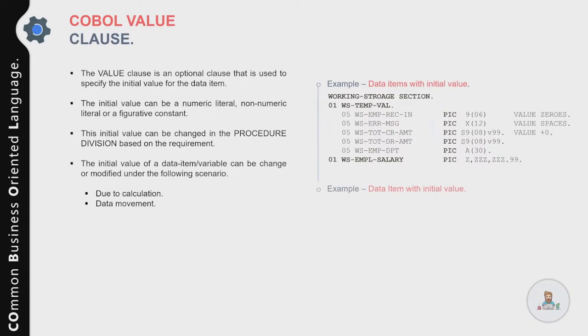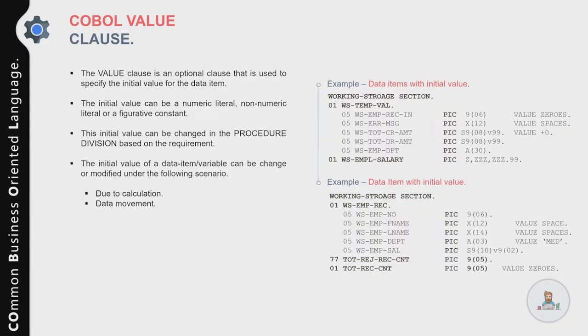In our next example, we have a group variable, ws-emp-rec, and there are elementary items defined under that group item. First name and last name are defined as X of 12 and X of 14, and we have assigned an initial value of space and spaces. After that, we have the employee department variable, which is defined as alphabetic with a length of 3, and we have assigned an initial value of MED, meaning the medical department. So whenever you run your program, this variable will have the initial value MED, and you can very well change that as per your requirement in your COBOL program.